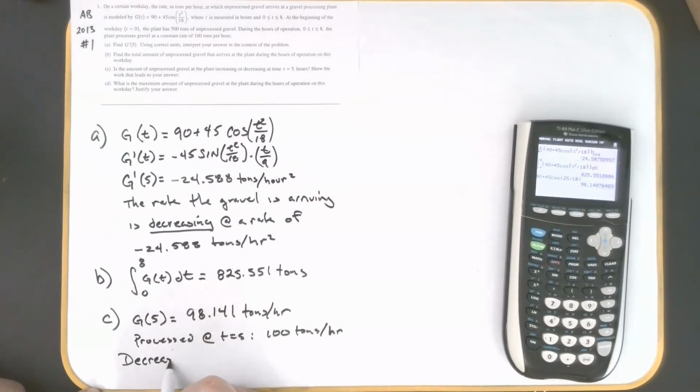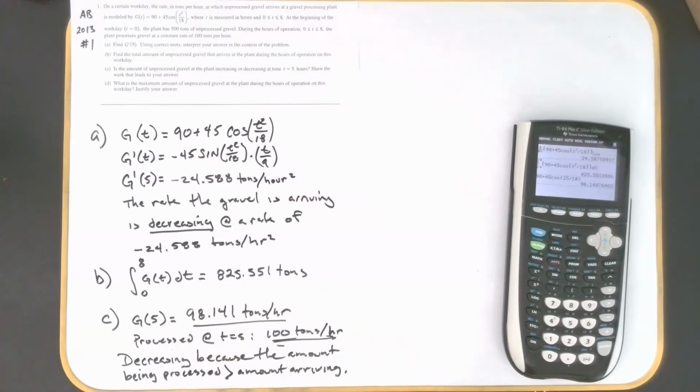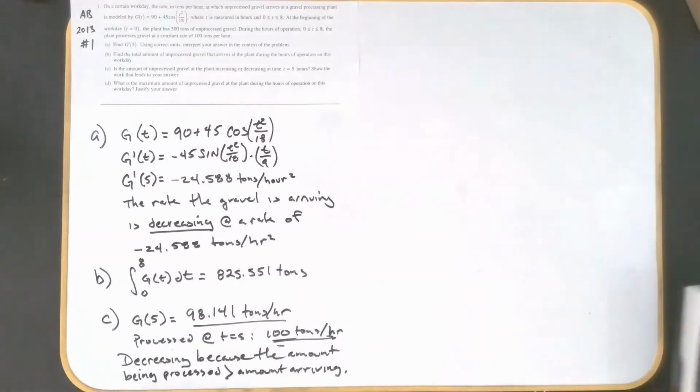And so we're going to say decreasing because the amount being processed is greater than the amount arriving. And we have it right there, 100 tons per hour versus 98. That's one way to do the problem. But I'm going to do this slightly different.